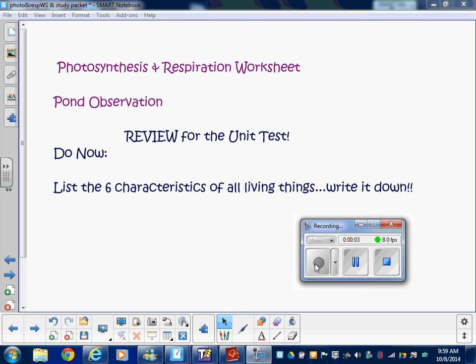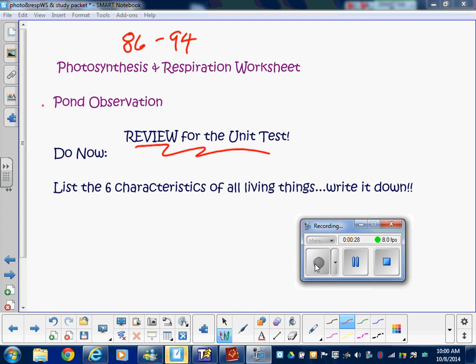This week we are studying how cells get energy, photosynthesis, and respiration. We read it in the chapter. It's in the textbook, page 86 to 94, if you need to review it. We're going to go over the worksheet today. Also, we did pond observations. We're going to talk about those tomorrow. And don't forget, you should be reviewing for the unit test.